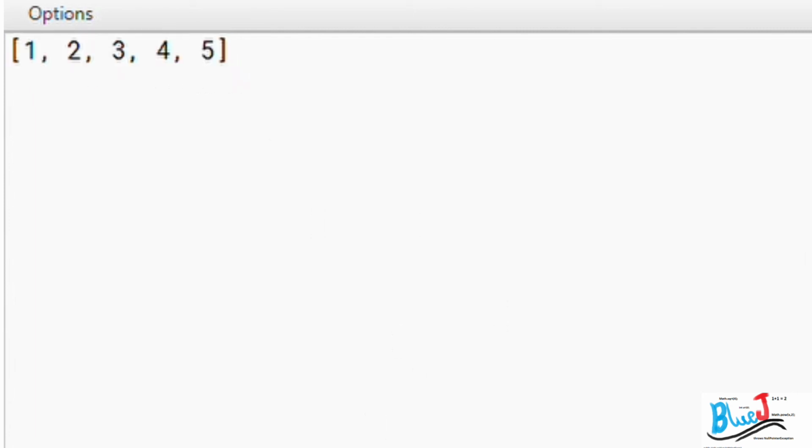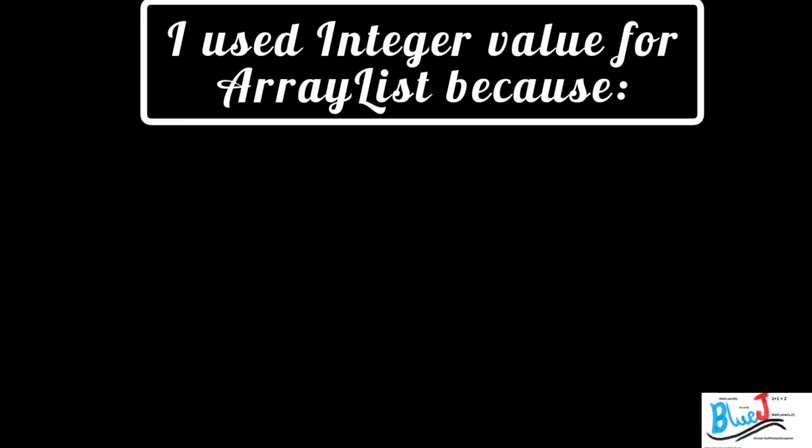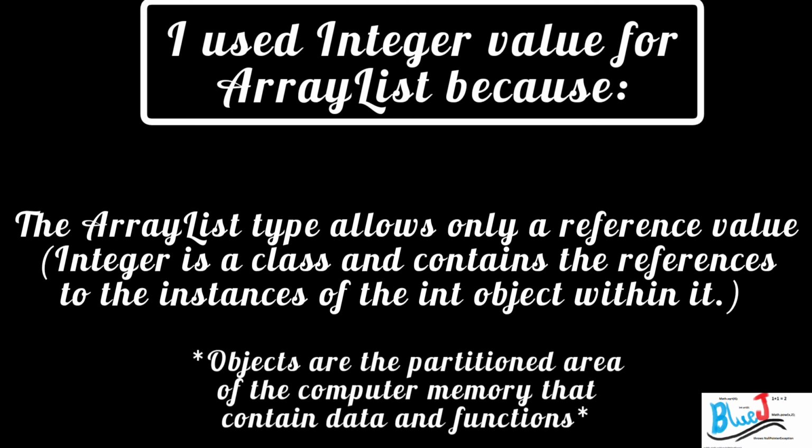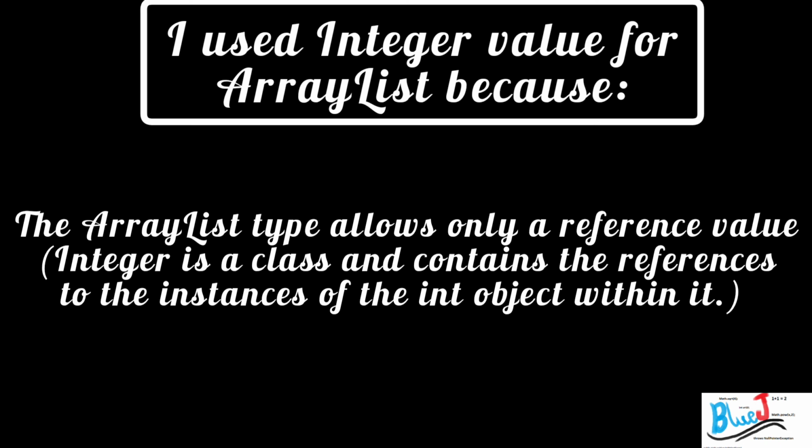So basically why I wrote Integer is because Integer is actually a reference type, it's actually a class, and ArrayList allows only reference values, and Integer is a class and contains the references to the instances of the object within it. That is, the int is being wrapped around by an object. That's the speciality of the Integer class. It is like a wrapper class for the primitive data types. Each primitive data type has its own wrapper class, like the boolean data type has its own Boolean wrapper class.